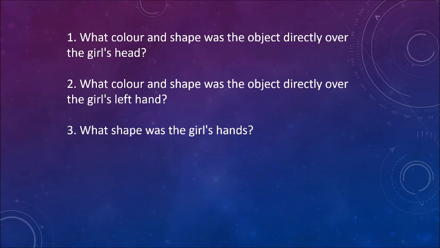Okay, and what colour and shape was the object directly over the girl's head? What colour and shape was the object directly over the girl's left hand? And what shape was the girl's hands? Leaders of Learning, please pause for 10 seconds while they write their answers down.